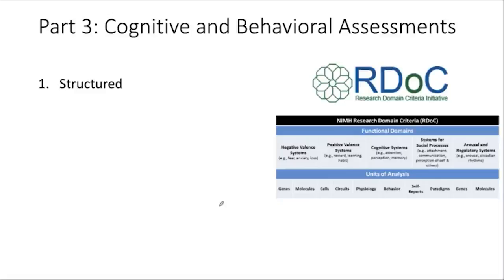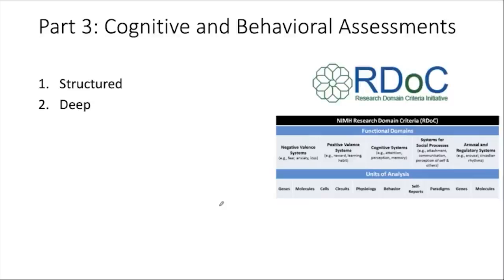We discussed RDoC before, and RDoC is a good example of a structured assessment framework. So we try to define different categories, different levels of assessments, and navigate the process based on a very well-defined framework. There are assessments for negative valence, assessments for positive valence, assessments for social. So I try to have a structured assessment.